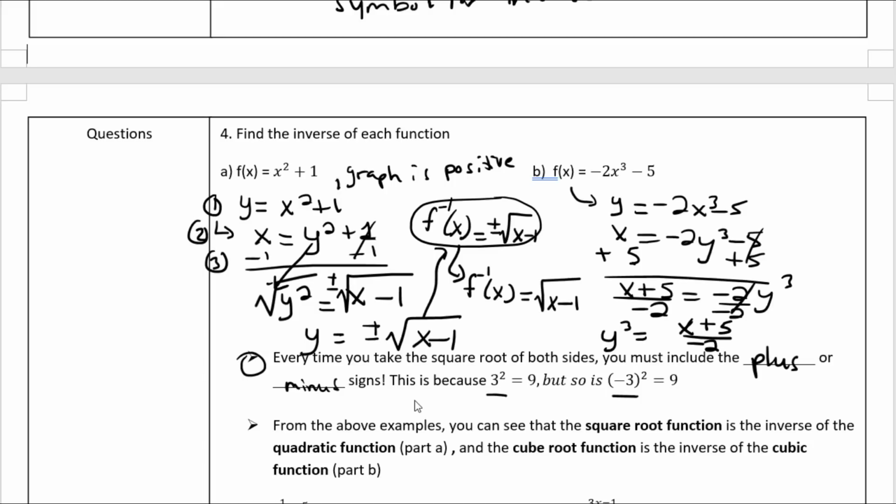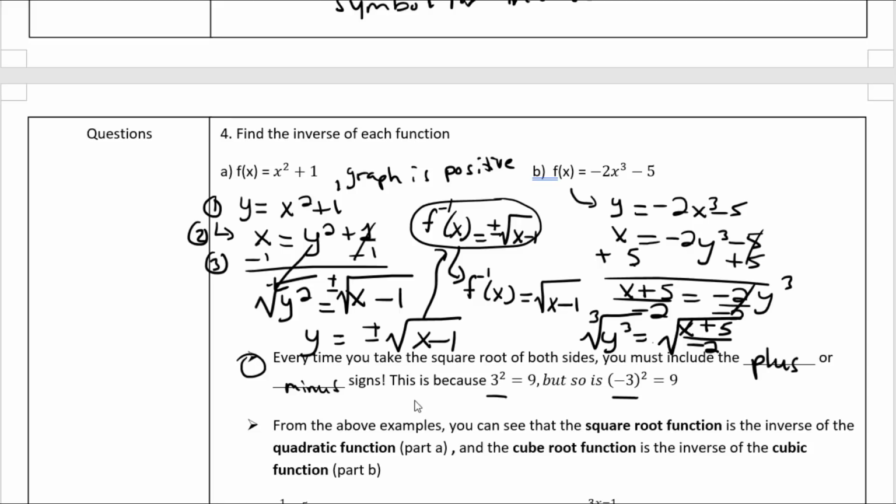And then the only way to get rid of the cube is to do the cube root of both sides. That's the only way of getting rid of cubes, doing the cube root. Okay, so we have y equals the cube root of x plus 5 over -2.